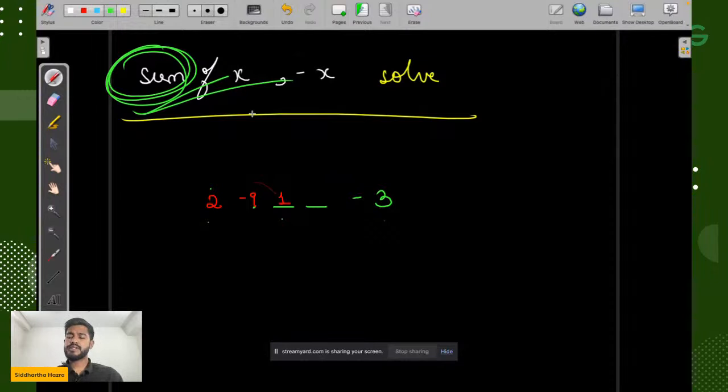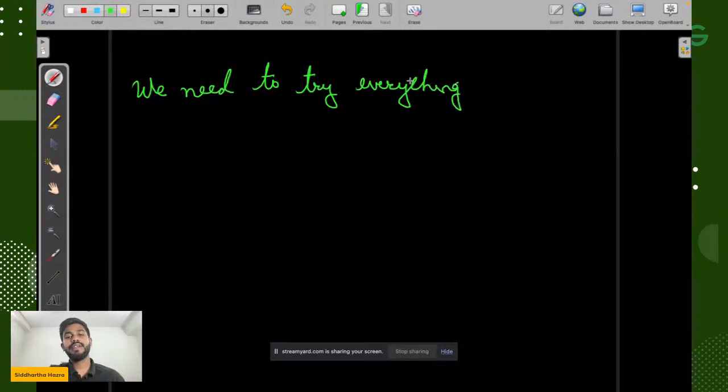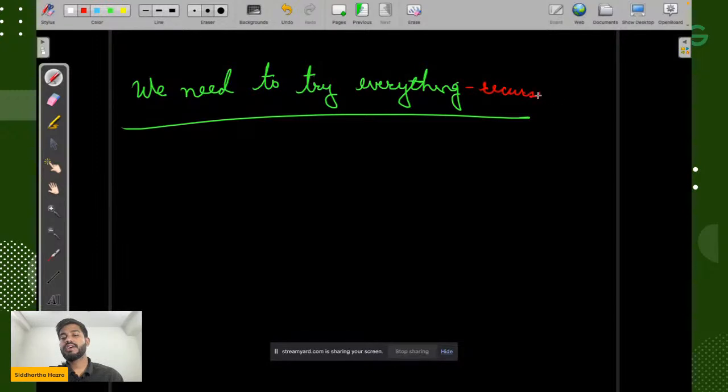So now every possible way to solve this failed. So now what we need to do is we need to try everything. Try everything means that this is a problem of recursion. So now we would talk about recursion.